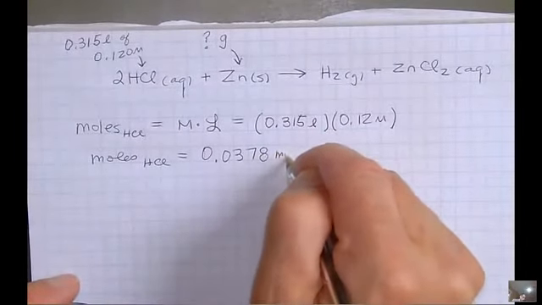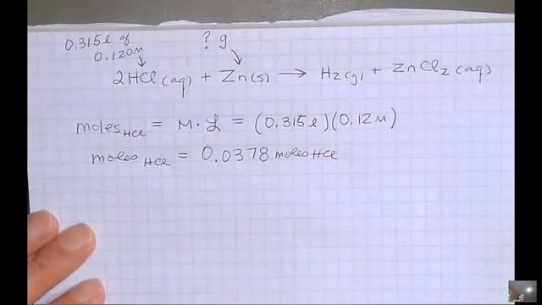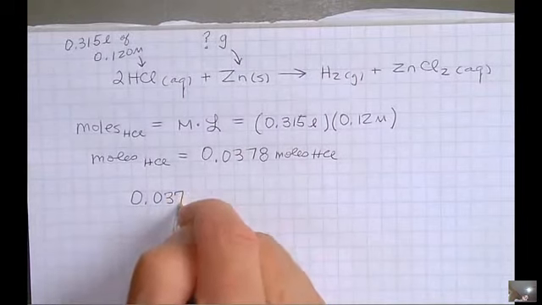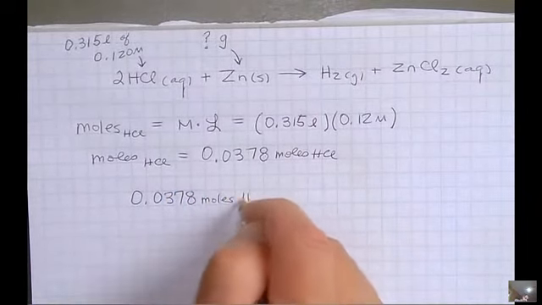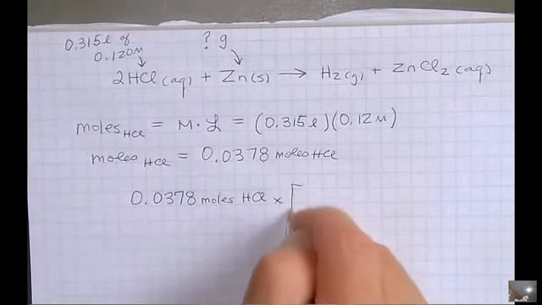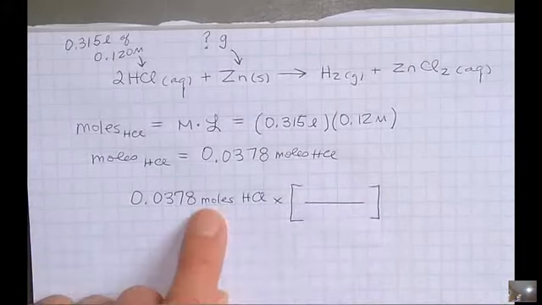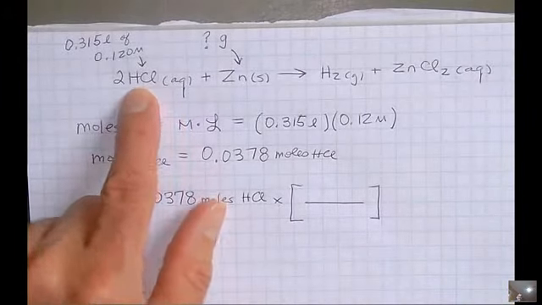0.0378 moles HCl. Okay, well now the rest of the way I'm going to go back to what we learned in chapter 9. When I have moles, I can work directly in moles. So this is moles of HCl. I don't need to go to the periodic table to get the molar mass because I'm already in moles. So go right to the balanced chemical equation.